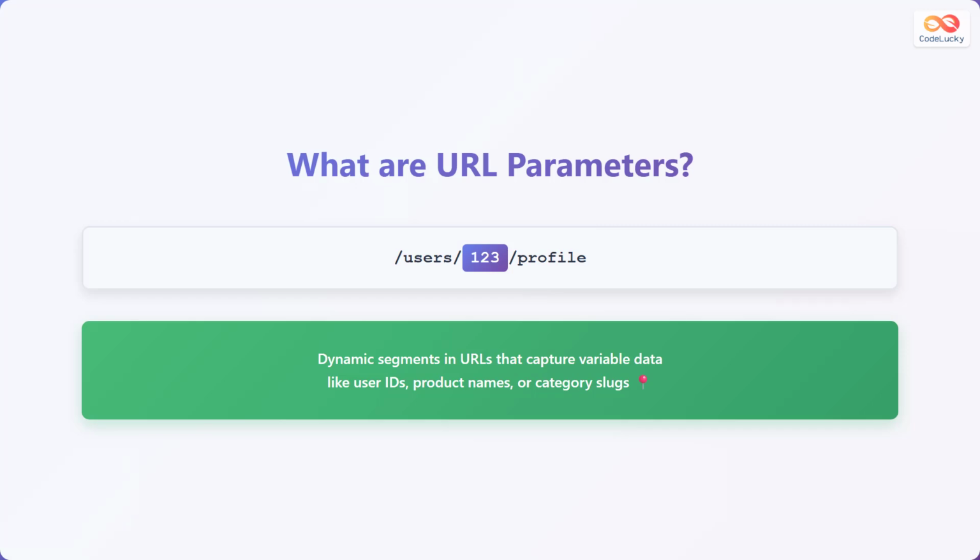For example, in the URL /user/123/profile, 123 is a URL parameter.